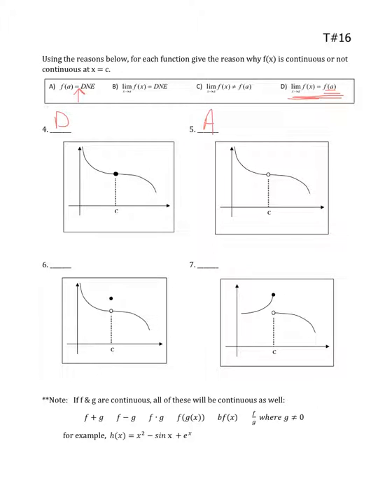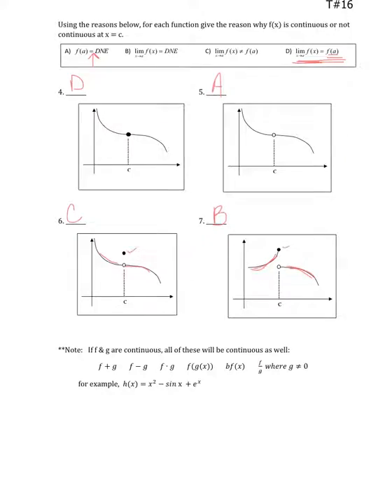The function doesn't exist. Number 6, does the function exist? Yes, because you have a closed dot at C. Does the limit exist at C? Yeah, because the limit from the left and the limit from the right are the same. But the function and the limit are not the same thing. So this one is going to be C. And then by process of elimination, you know what the last one is, but just to explain, the function exists, yes, you have a closed dot, but the limit does not exist because the limit from the left and the limit from the right are not the same, and so that would be letter B.